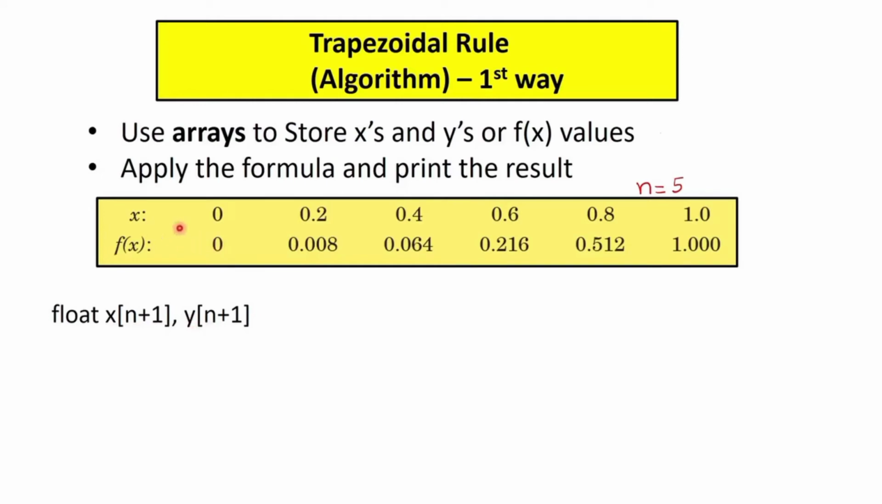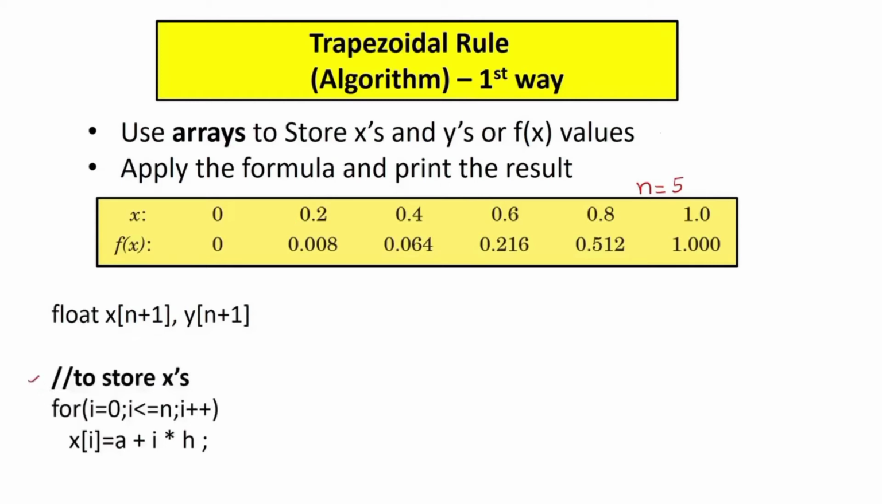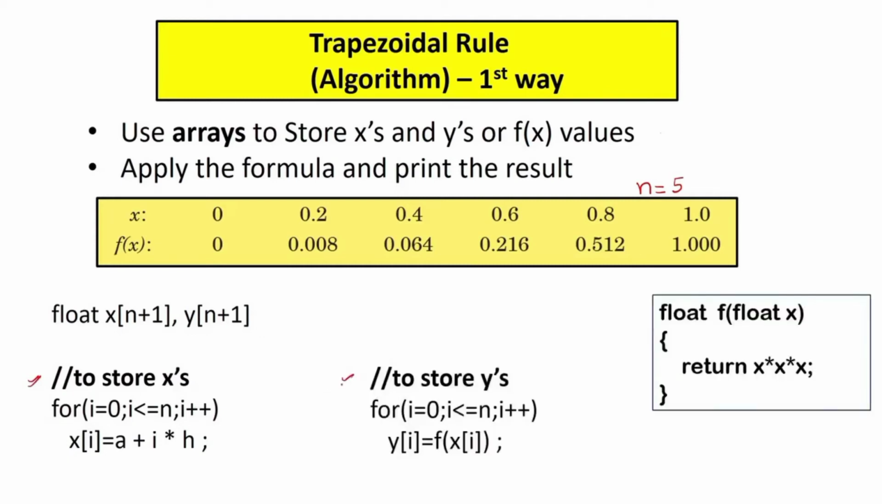Now to store the values of x in our array, we will use a loop. Here you can see that I have taken a loop to store the values of x in my x array. After that, I will store the values of y in my y array, and to calculate the value of y, I will take the help of a function f. Let's first see this loop. Here, I have to store 6 values, so I am starting from i equal to 0 to i less than or equal to n. So n is my 5.